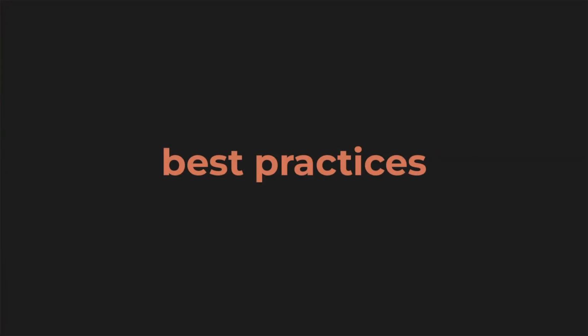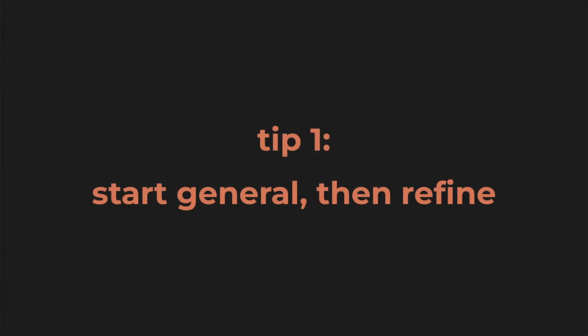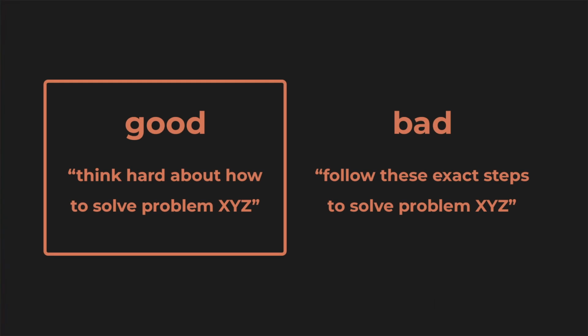Okay, so now that we know how to enable extended thinking, let's talk about how to use it effectively. Tip number 1. Start with general instructions, then refine as needed. Anthropic's own research shows that Claude performs better when you give it high-level guidance upfront, instead of locking it into step-by-step instructions right away. In other words, your first prompt should look something like this. Think hard about how to solve problem XYZ.